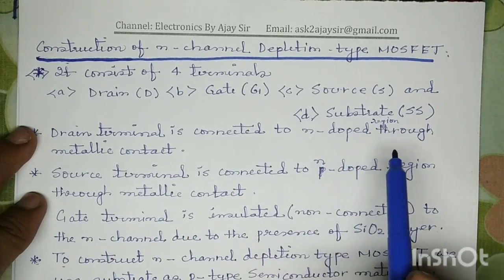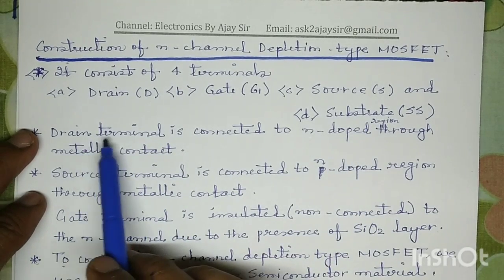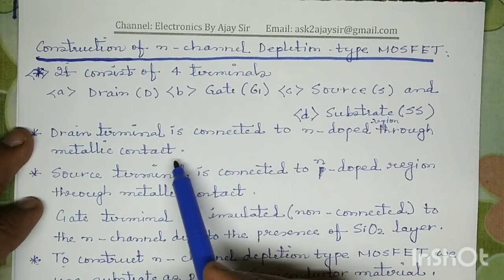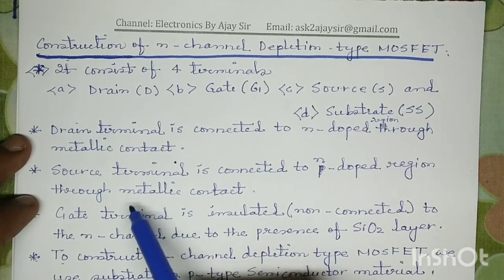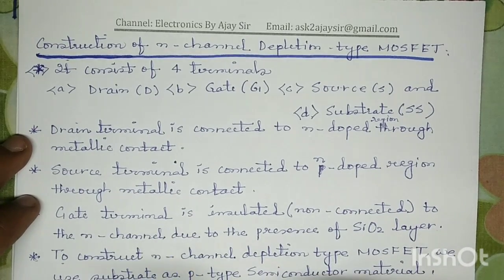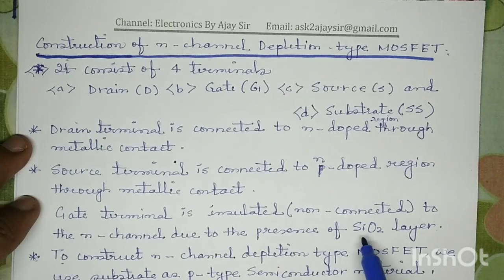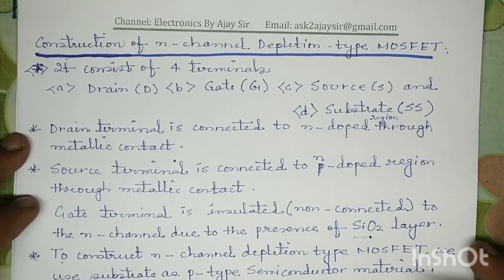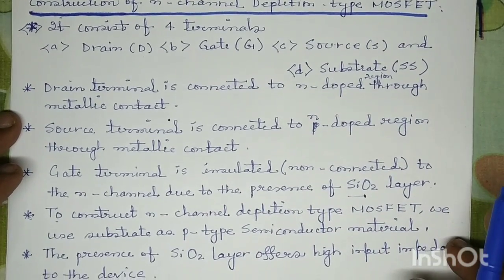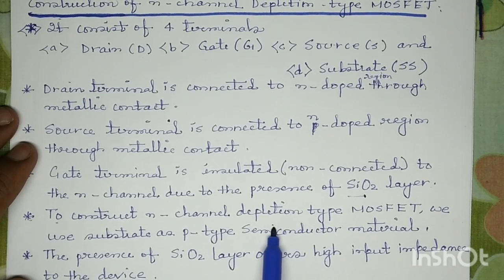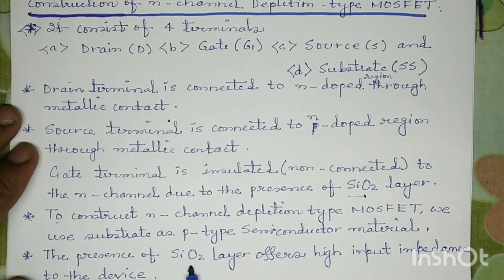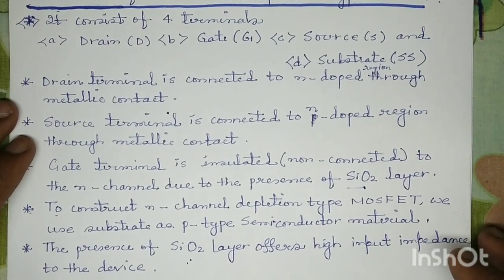and the substrate. The second point you can mention, drain terminal is connected to the n-doped region through the metallic contact. Source terminal is connected to the n-doped region through a metallic contact, and gate terminal is not connected, or it remains insulated from the channel due to the presence of the SiO2 layer. Next, to construct the n-channel depletion type MOSFET, we use p-type semiconductor material as the substrate, and the presence of the insulating layer of SiO2 offers very high input impedance to the device.